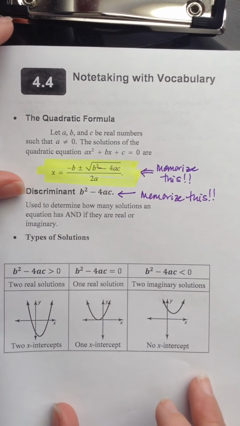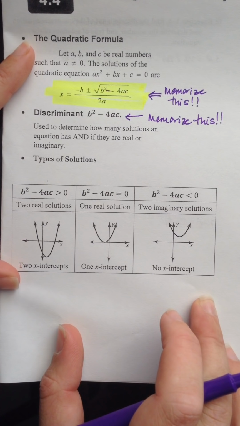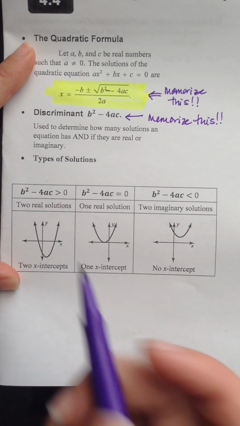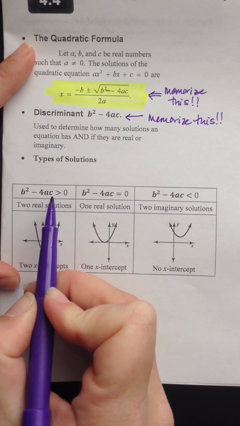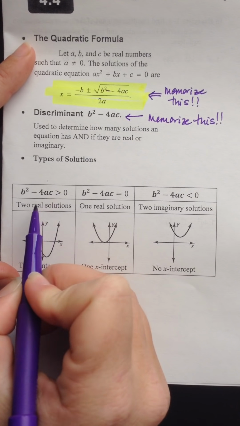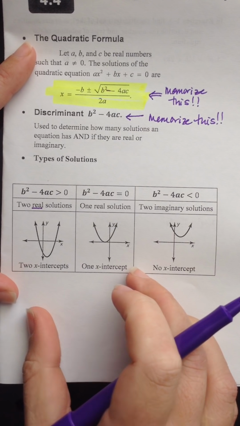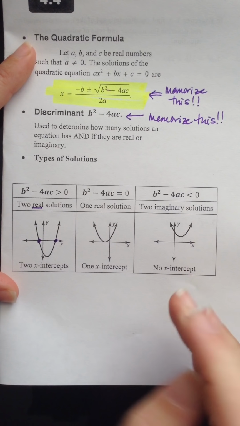Okay, determining your types of solutions. So as we said, the discriminant will tell you that. If you solve the discriminant, remember that's b squared minus 4ac, and it's greater than 0, that tells you automatically that you're going to have 2 real solutions, and we know that the graph of 2 real solutions has a graph that crosses the x-axis twice.